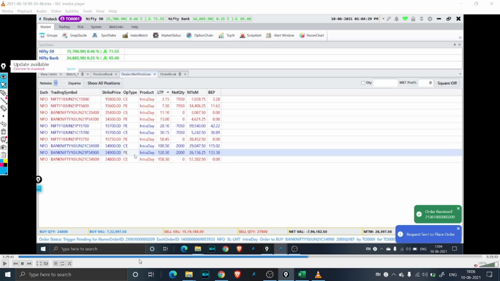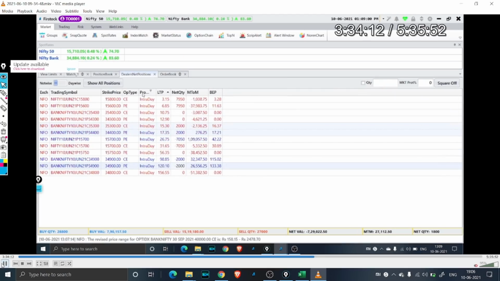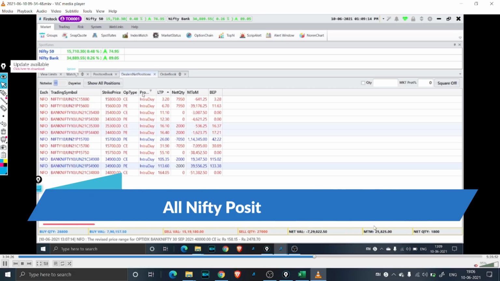So now when the big move comes, let's see what exactly ends up happening. When this huge move comes, you can see the M2M here. Keep following the M2M. Right now the move has not yet come and we are at a 27,000 profit.